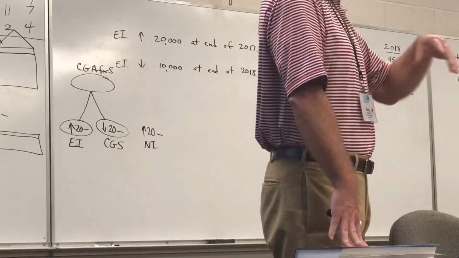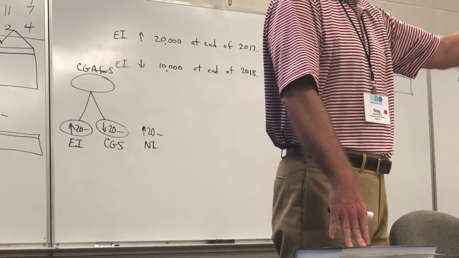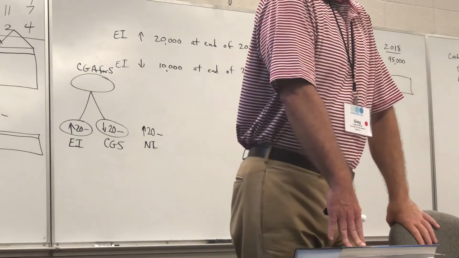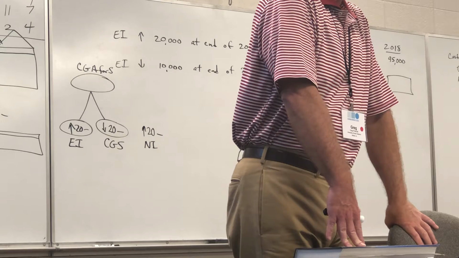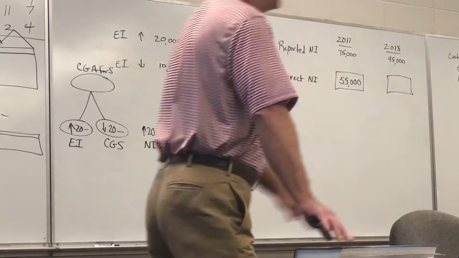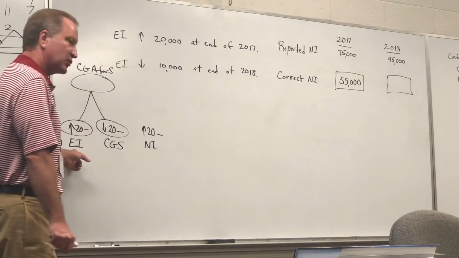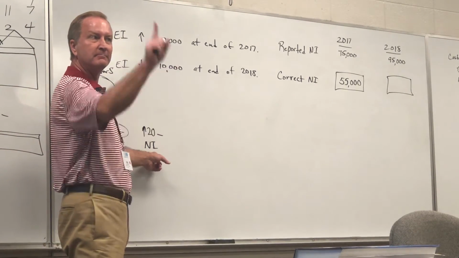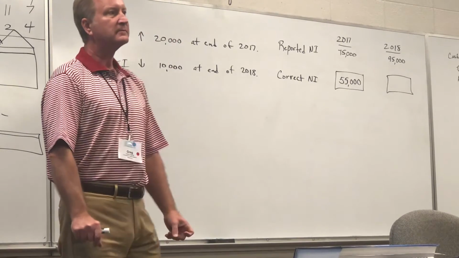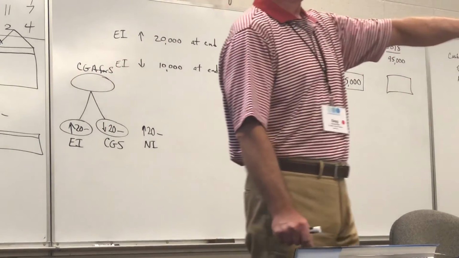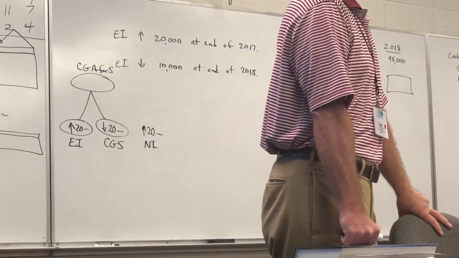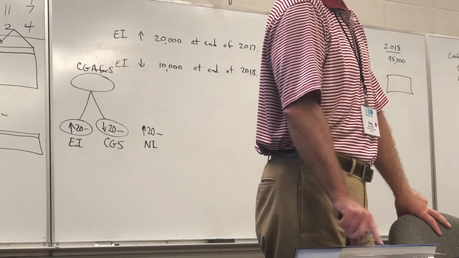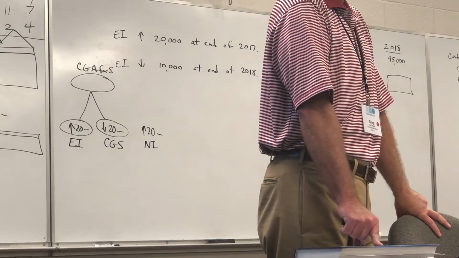Okay, now, so overstating inventory is what you want to do if you want to overstate income. But watch this. As ending inventory goes, so goes net income. But it's just the opposite for beginning inventory. Beginning inventory and net income move in opposite directions.